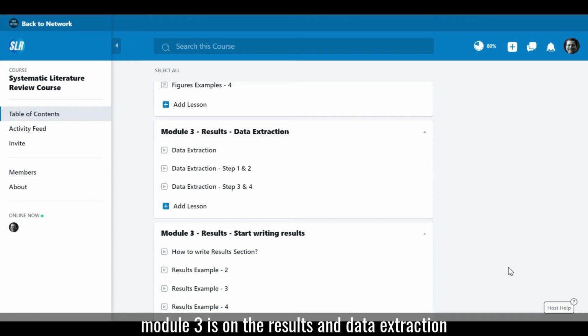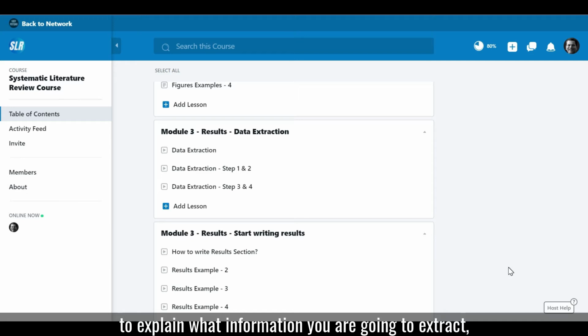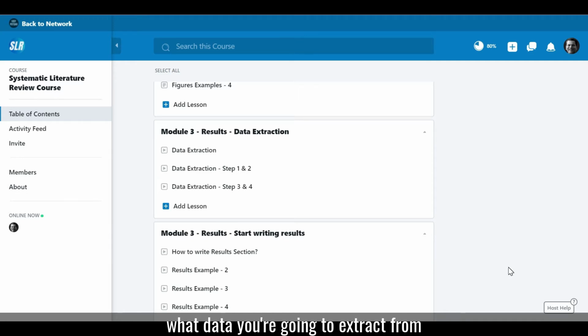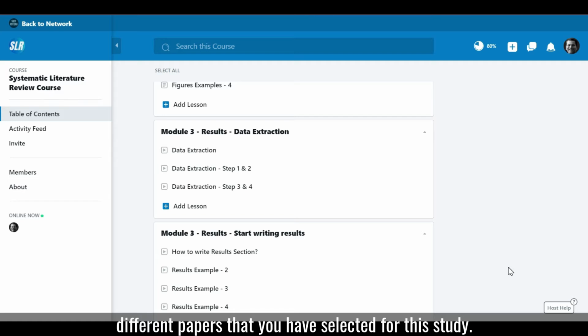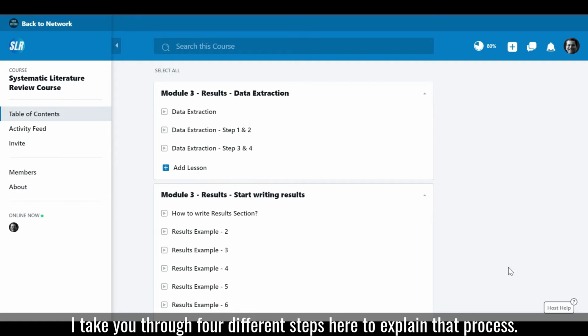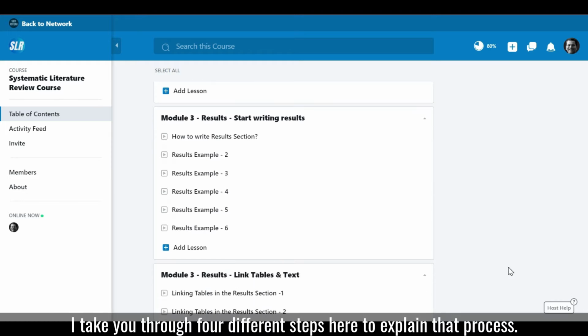Chemistry is on results and data extraction. Here you can see what you need to do to explain what information you are going to extract, what data you are going to extract from different papers that you have selected for this study. I take you through 4 different steps here to explain that process.